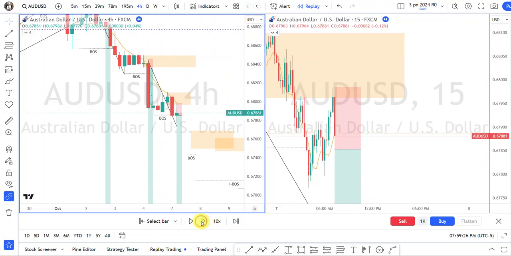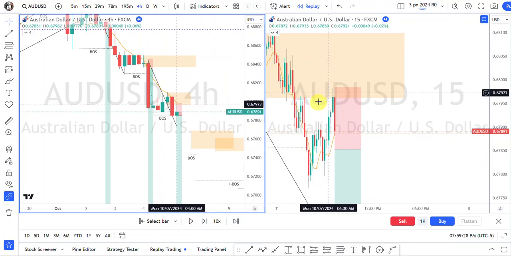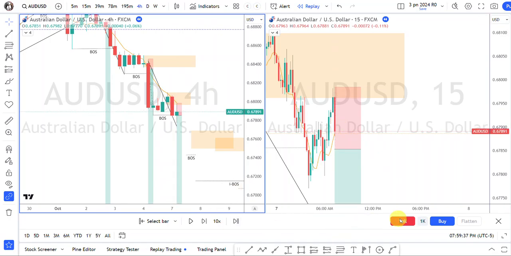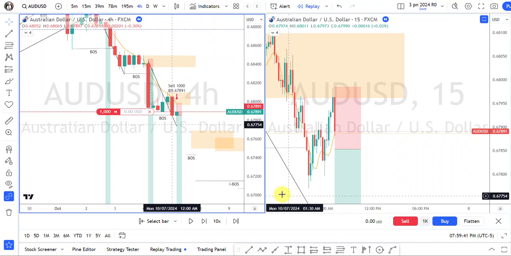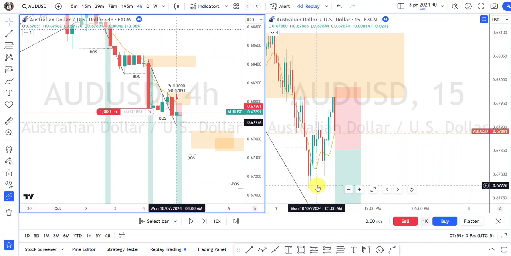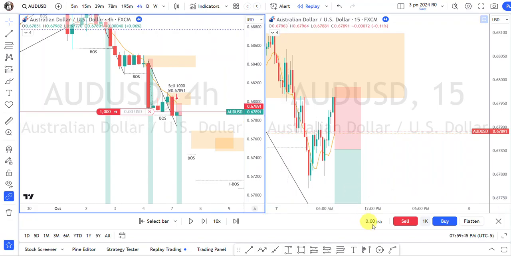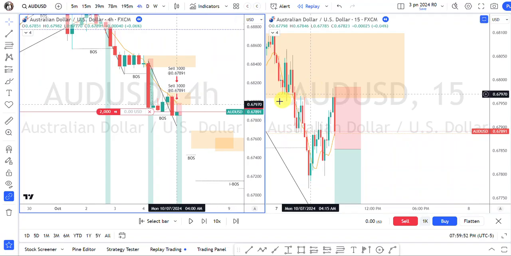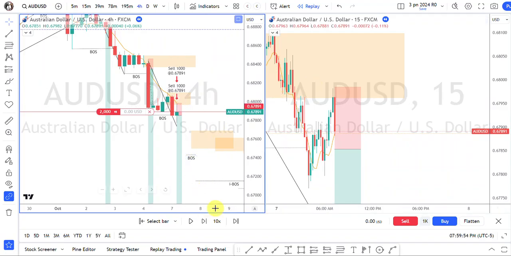Coming back up. Now we have swept that liquidity in that order block. We've definitely had a large pushback down into the direction that we know is dominant. So we're going to sell another contract. So now we should have three contracts sold. So there we go. All right, so we've sold another one, and we're going to go forward.